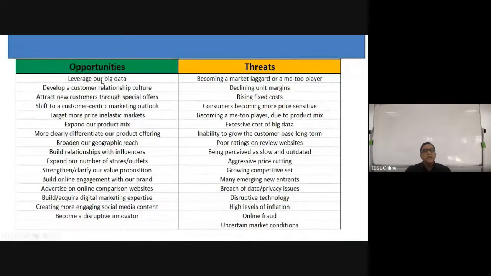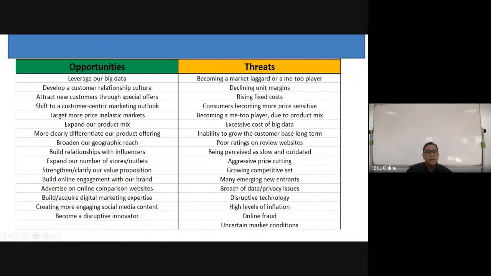Then opportunities. Leverage our big data. So what is big data? Big data is the data about your customer behavior. Today we are talking a lot about big data being used. It goes to the level of where your customers do purchasing, where your customers eat, the restaurants they go to, the kind of things they buy, the kind of countries they visit, the kind of areas and locations they frequently visit. A lot of information that can be really useful for us, because that gives the real picture of your customer.